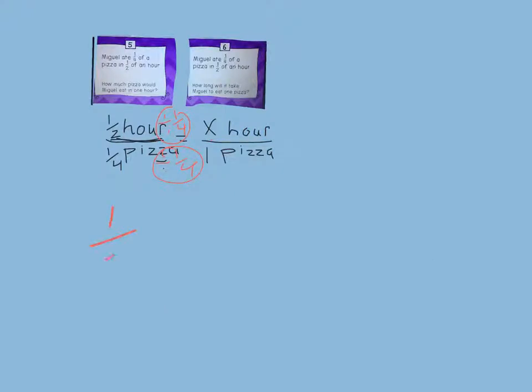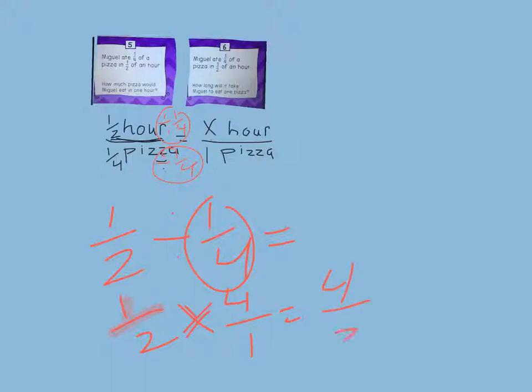So 1/2 divided by 1/4. I'm trying to figure out my problem to find out what x is. Equals keep, change, flip. So I'd flip the 1/4 to 4/1. Then we have 4/2, which reduces to 2. So our answer is really 2 hours per one pizza.